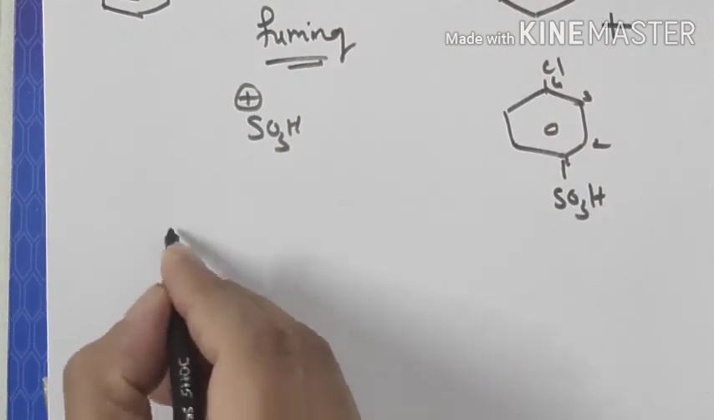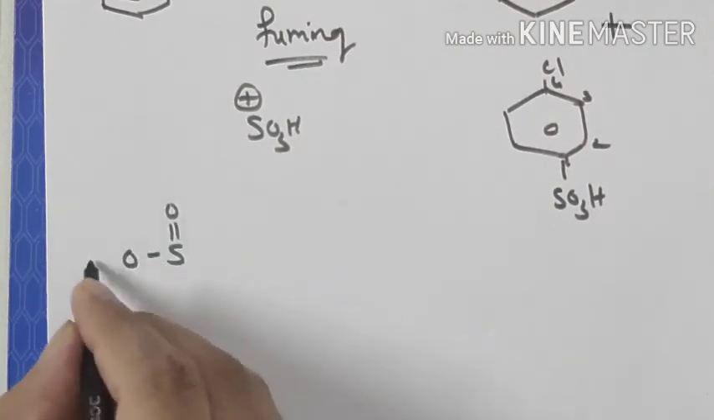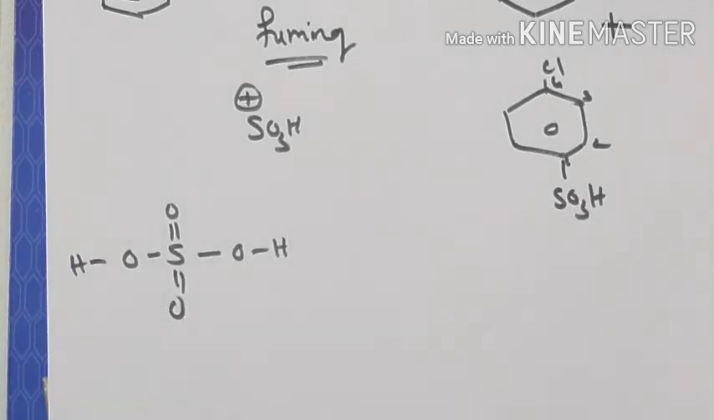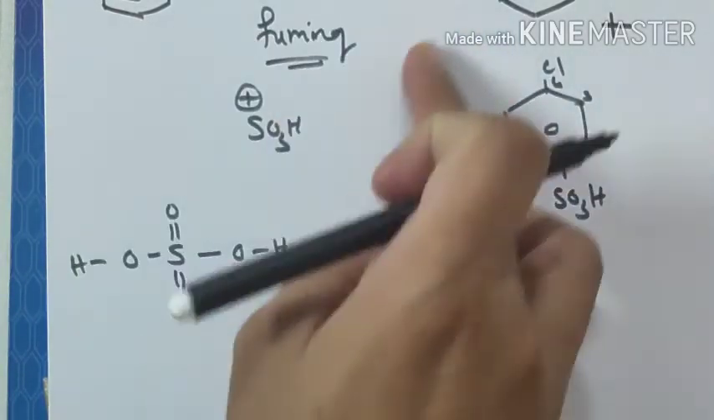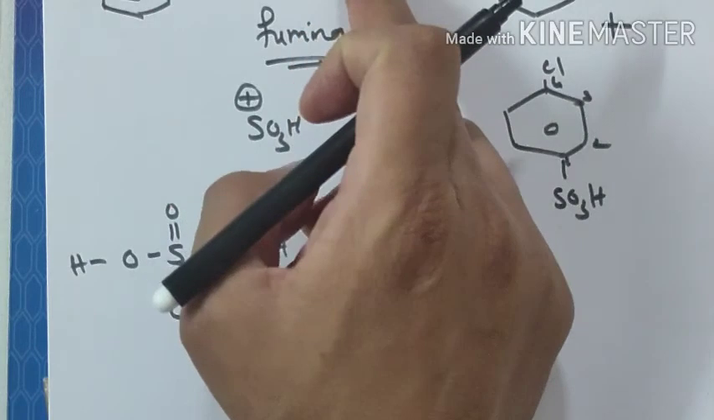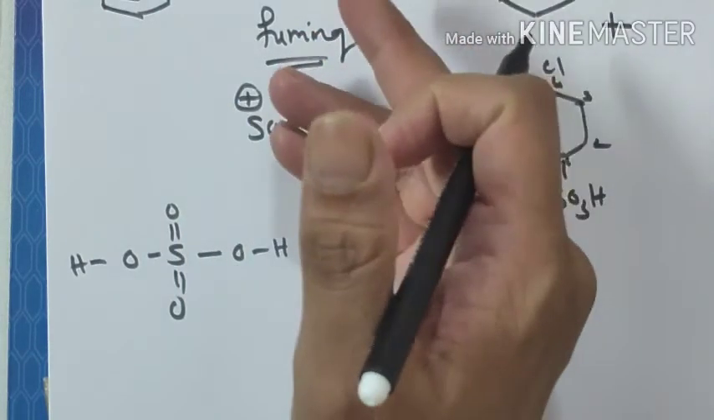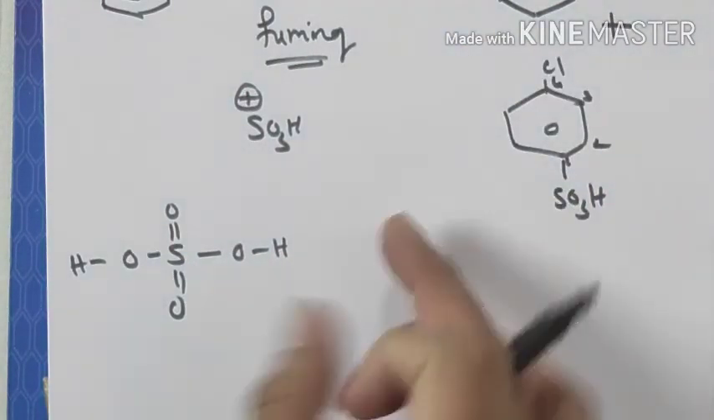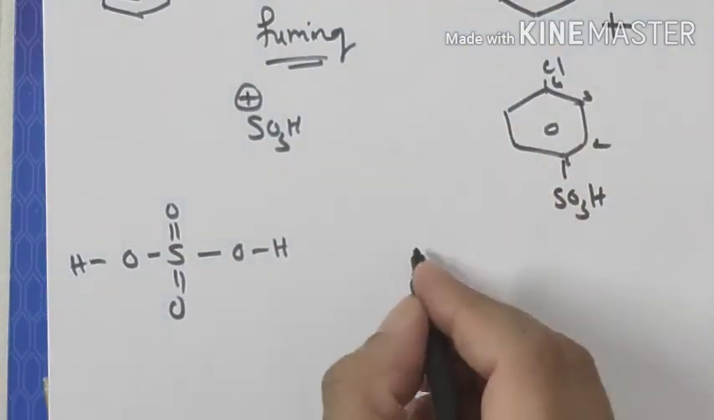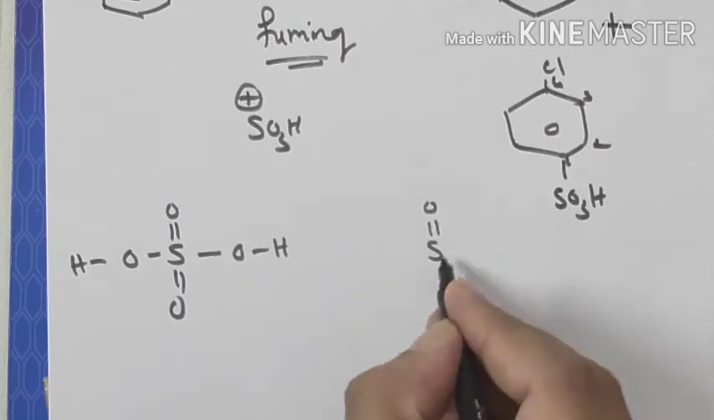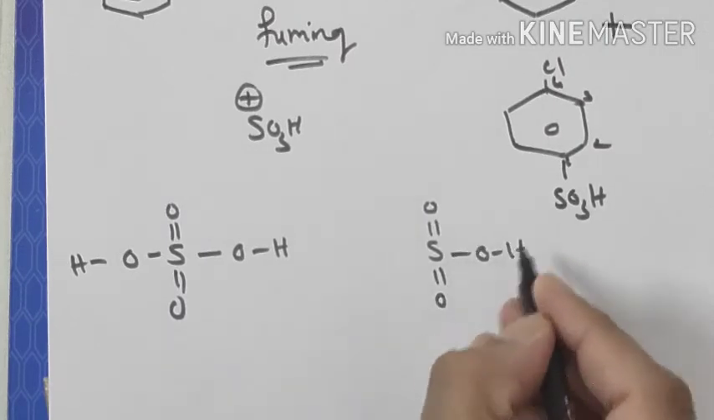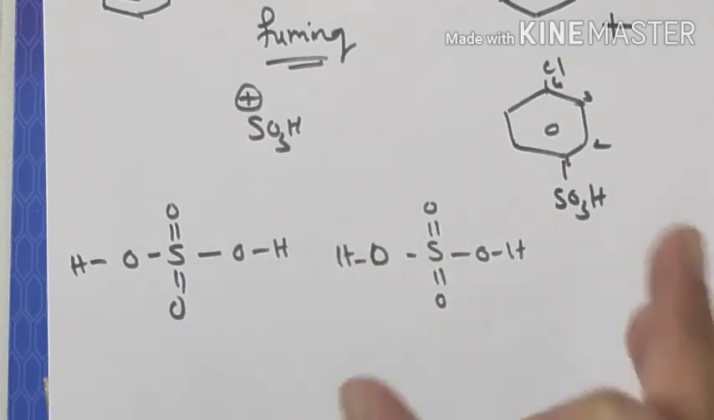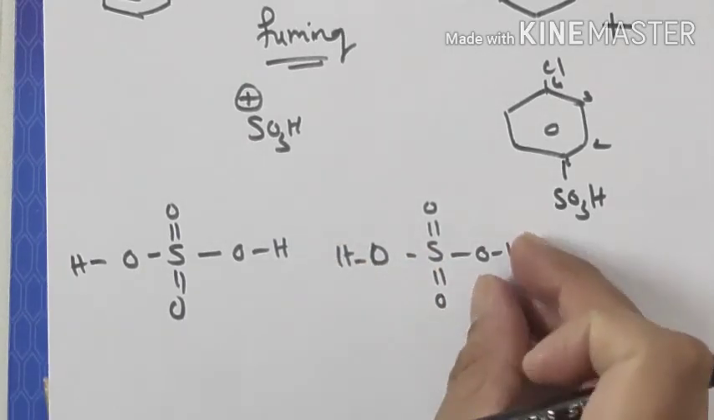Let's understand. We have sulfuric acid, right? Structures like this. There is a lot of sulfuric acid because it acts as the reagent, right? So there's lots of sulfuric acid. I'm taking 2 moles of sulfuric acid, suppose. So this is the second mole of sulfuric acid, and this is the first mole.